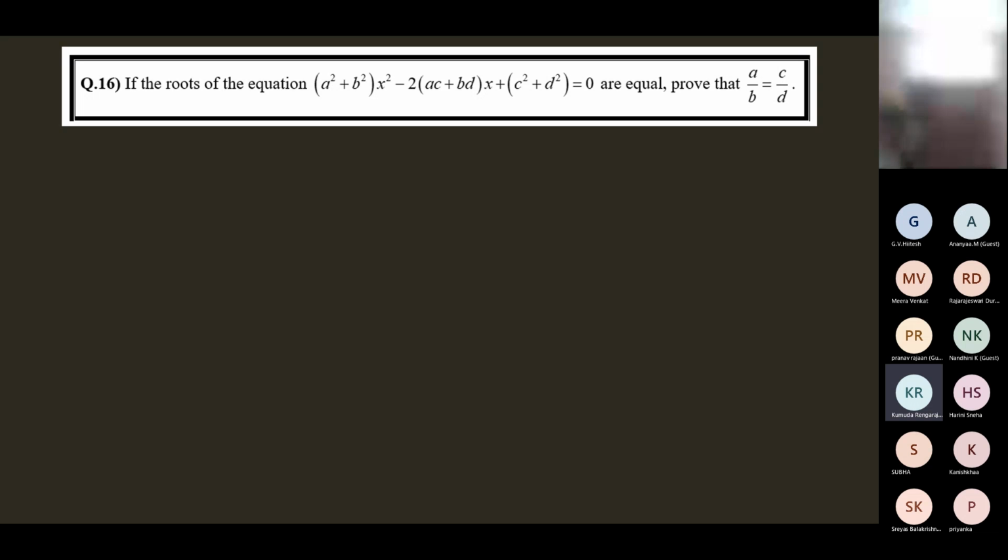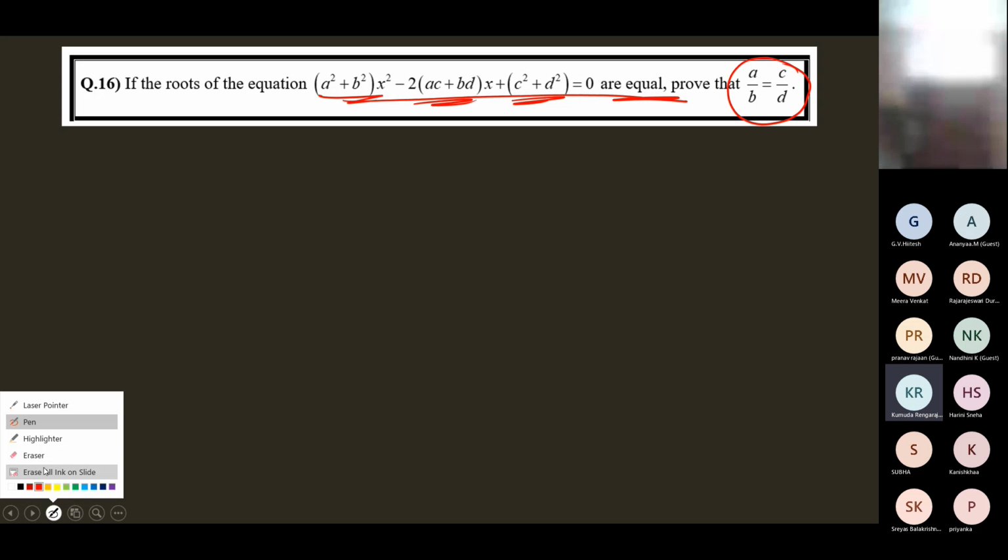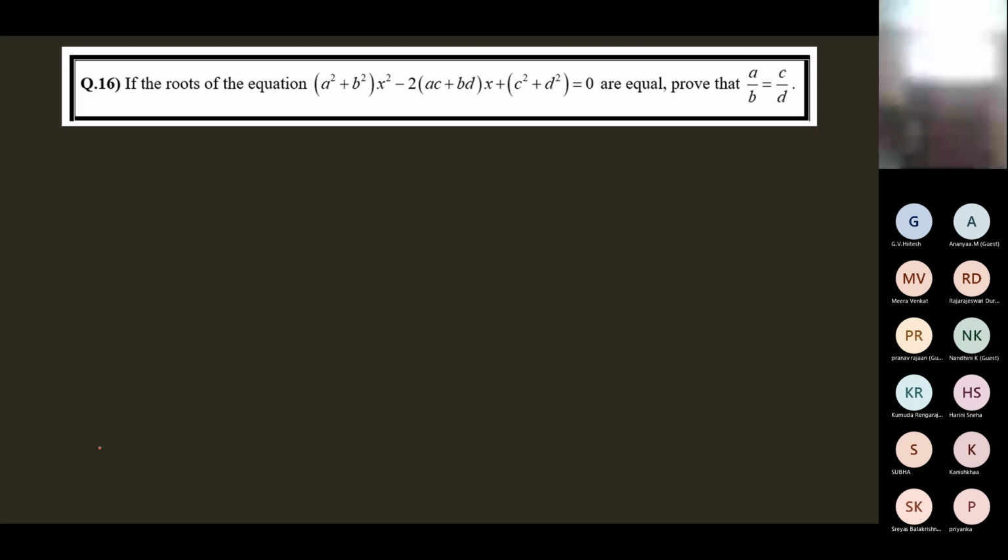So again, a similar question, children. If the roots of the equation are equal, you can see it is in the standard form: x square term, x term, and the constant. So if the roots of the equation are equal, the roots are equal. You don't have to prove that they are equal. The roots are equal. What you should prove? Prove that a by b is equal to c by d.